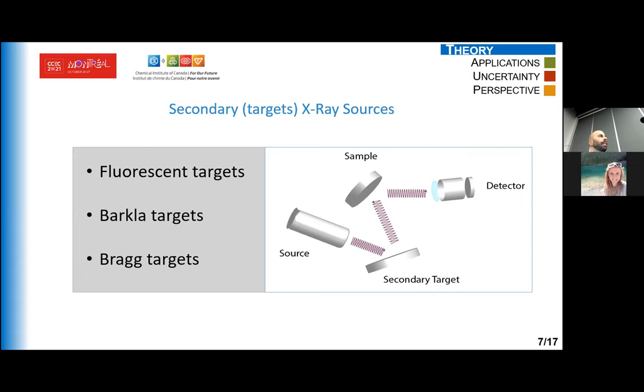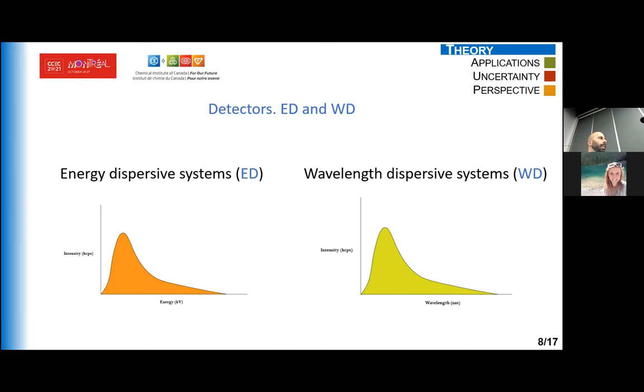Anyways, we have basically two main types of X-ray detector. The ones that measure energy are energy dispersive systems, and the ones that measure the wavelength are wavelength dispersive systems. The most common and most used are the energy dispersive systems because they are easier, cheaper to produce, and more reliable. Wavelength dispersive systems are way more sensitive, they are better, but more complicated and more expensive.